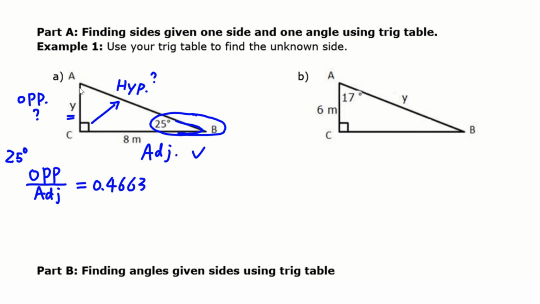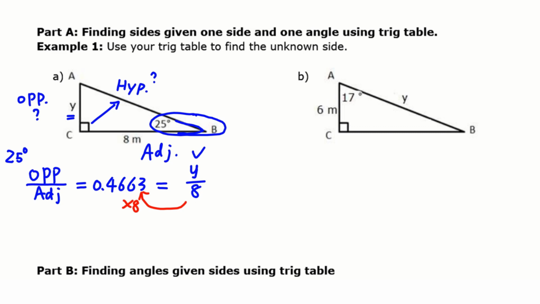It doesn't matter what triangle, how big it is, as long as it's a right angle triangle, the 25 degrees opposite side or adjacent will give you this ratio. And we sub in the opposite is y, adjacent is 8. Then we want to solve for y. We move the 8 to the other side by doing the opposite operation, which is multiplied by 8.